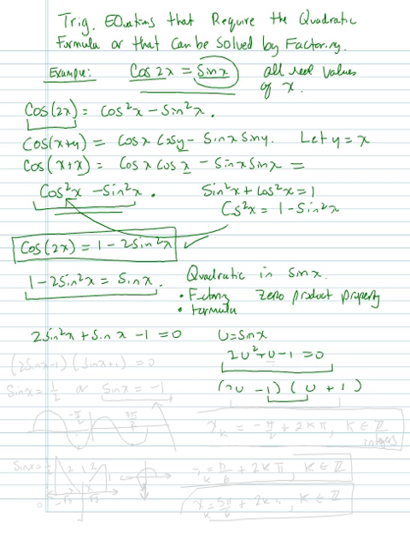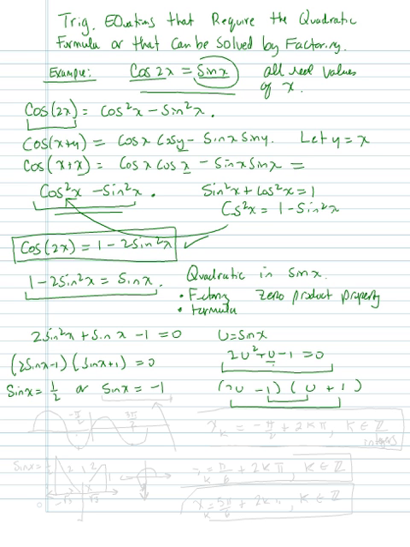Negative 1u plus 2u is positive 1u, so this works. With this substitution, realizing that u has the same role as sine of x, we can factor this quadratic in sine x as follows: 2 sine x minus 1 multiplied by sine x plus 1 equals 0. Therefore, the two solutions are sine x equals positive 1/2 or sine x equals minus 1.